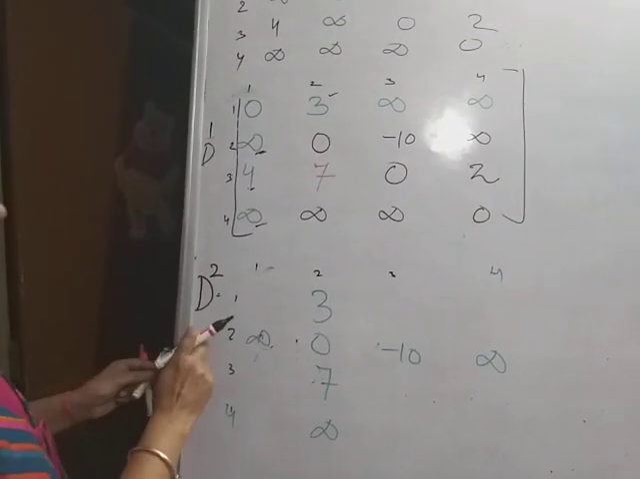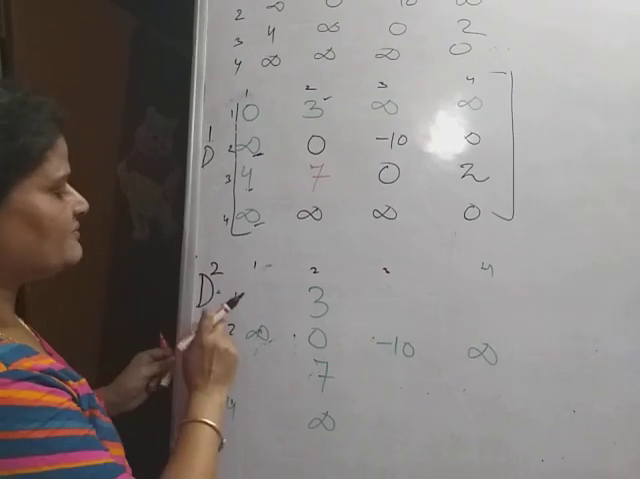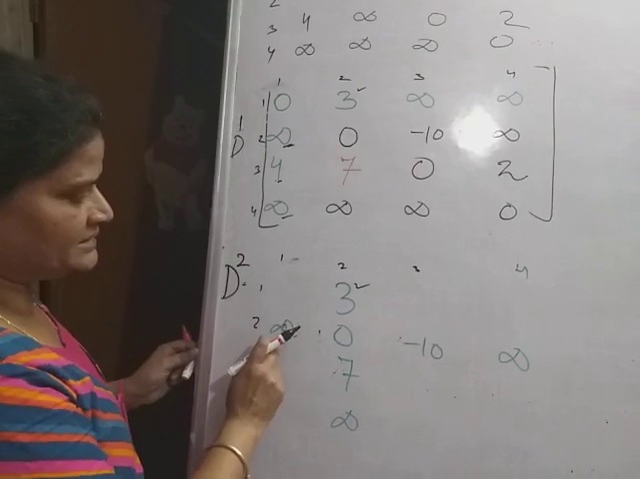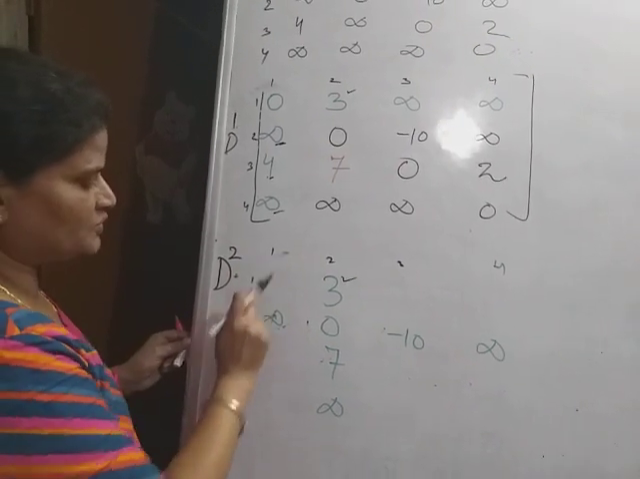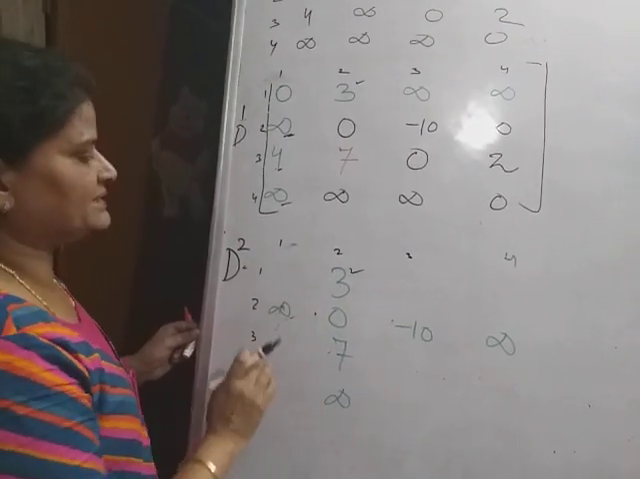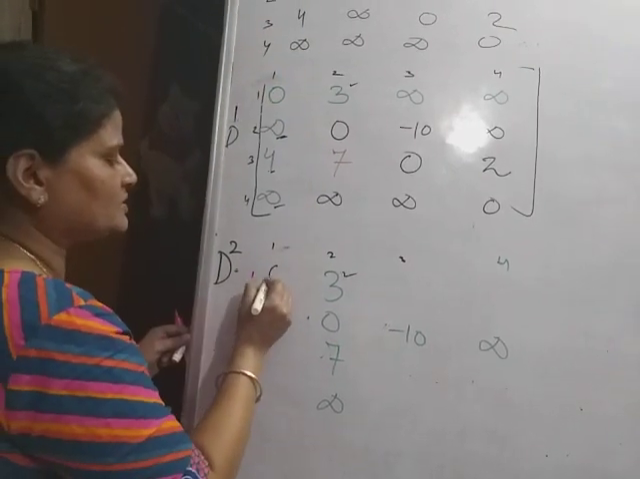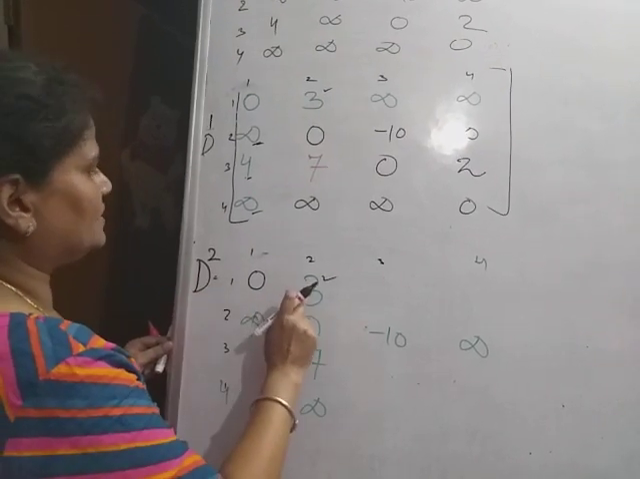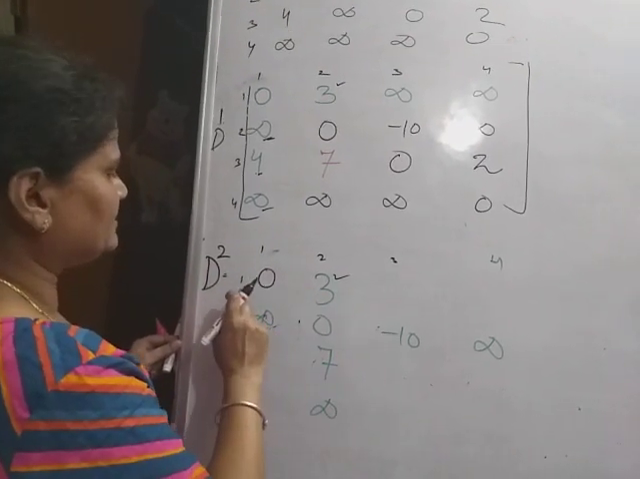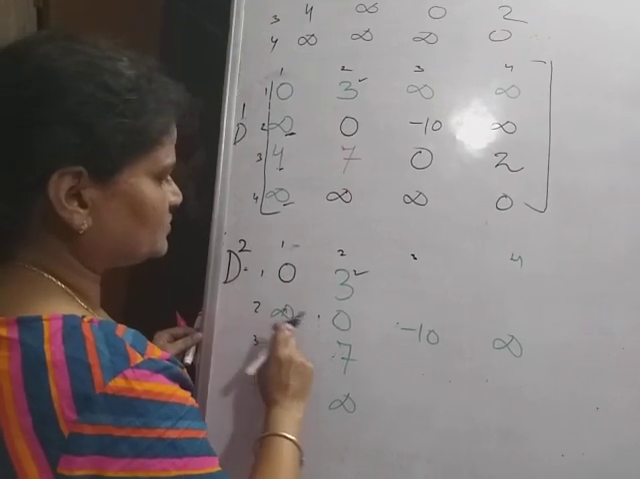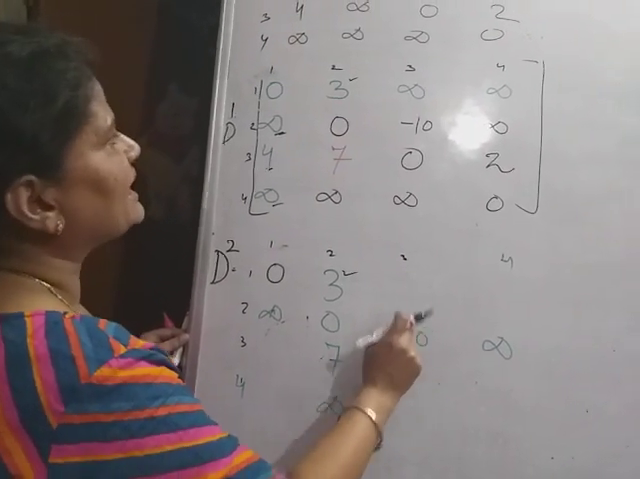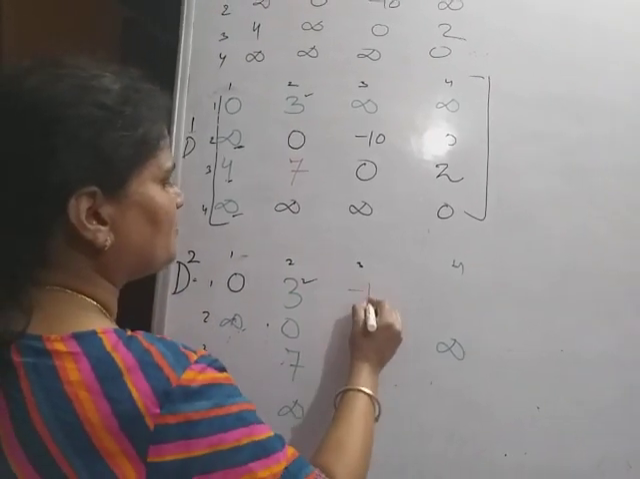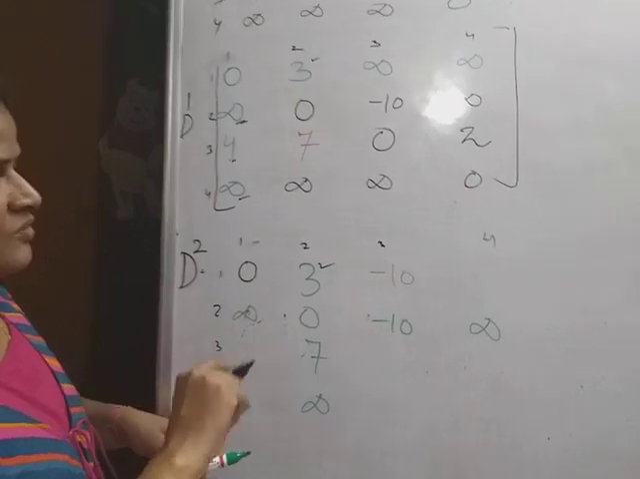So now I have to compute 1, 1. First we consider 1, 2. So 1, 2 is this one, and we have to compute 2, 1. So 3 plus infinite is greater than the previous entry. So the previous entry 0 is copied. Now 1, 2 and 2, 3. 2, 3 is minus 10, and here this is infinite. So this is updated with minus 10.